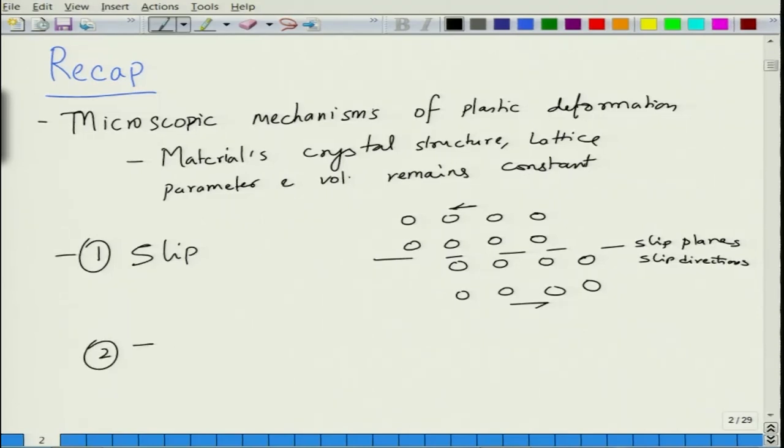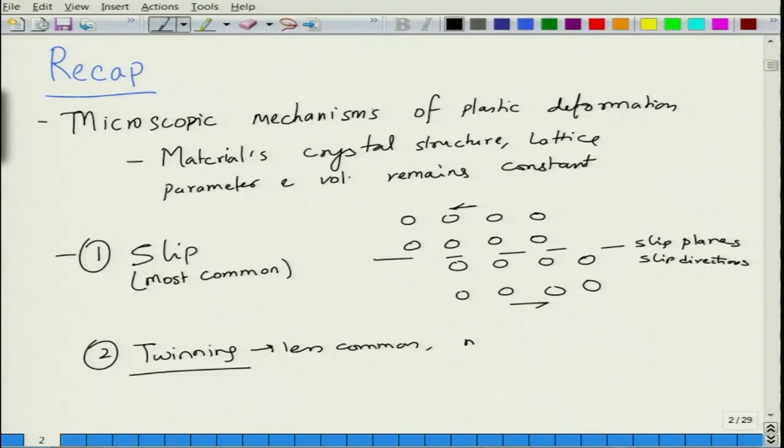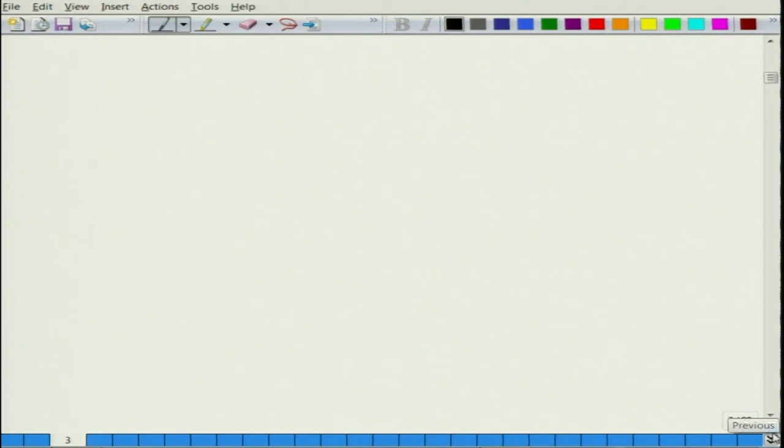And then the second phenomenon is less common, so slip is the most common. The second is twinning, twin related deformation, which is basically formation of twins and deformation caused by it. Generally this is less common and mostly it happens at low temperature when slip systems are not active. In this course we will mostly discuss slip, we will not talk about twins as such. So let us see what slip is.